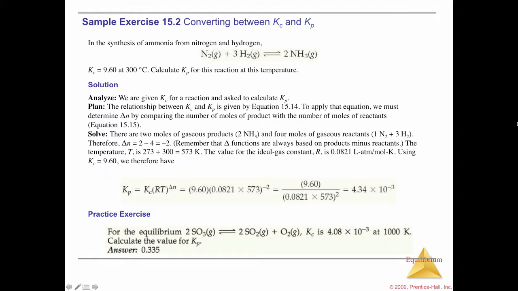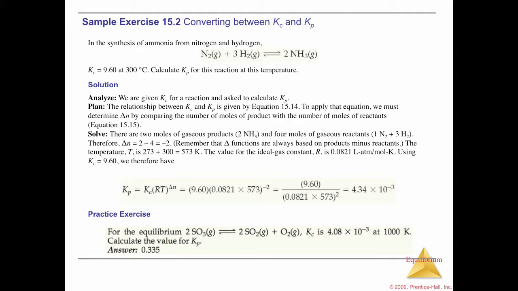Sample exercise 15.2, converting between K sub C and K sub P. In the synthesis of ammonia from nitrogen and hydrogen, better known as the Haber process, K sub C is equal to 9.60 at 300 degrees Celsius. Calculate K sub P for this reaction at this temperature. The relationship between K sub C and K sub P is given by equation 15.14: Kp equals Kc (RT) to the delta n.